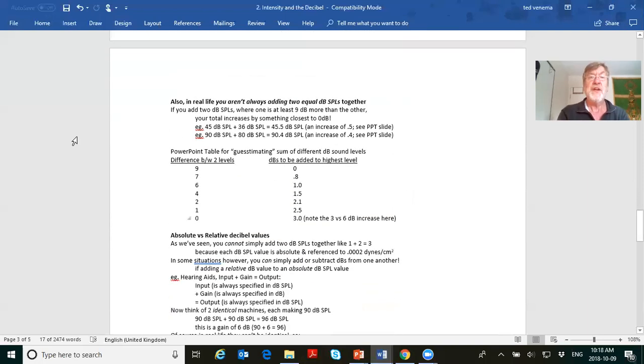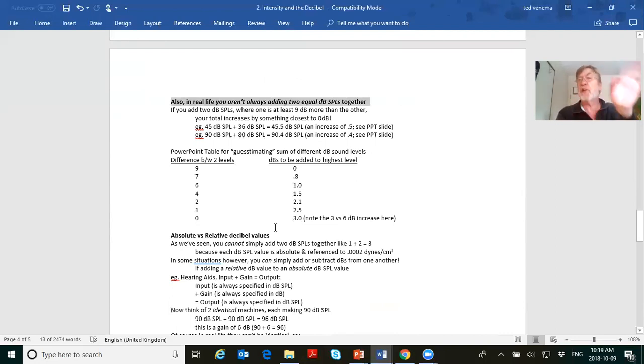Also in real life, you're not always adding equal decibels together. You might be adding a bigger one to a smaller one. So they're not only different in frequency, they're also different in intensity. Remember this: an elephant plus a mouse is basically an elephant. 50 dB SPL plus 40 dB SPL is basically 50. You're assuming that the frequencies are different, so you're only going to be going up by 3 if you double the pressure, okay? So let's stick with that.